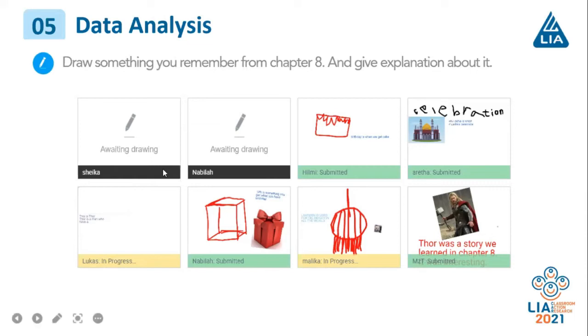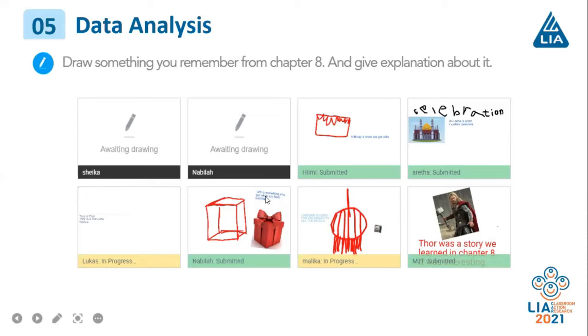So with Nearpod, you could actually monitor and maintain your students' tasks. When you see something like this, like Seika and Nabila, you can just call their names: Seika, why don't you join the lesson? I'm waiting, something like that. And for Lucas and Malika, we can just comment on the work, and they can start to finish and submit the task. And for those who have submitted, we can praise them, we can comment on their work with positive words, and they would like that.